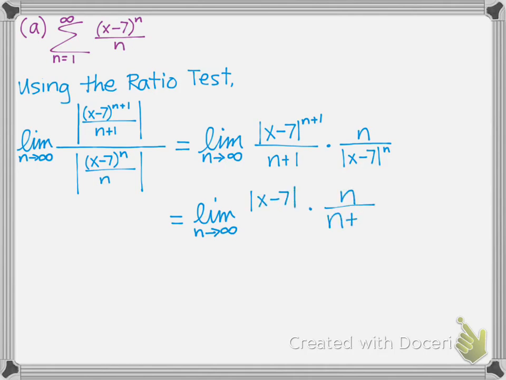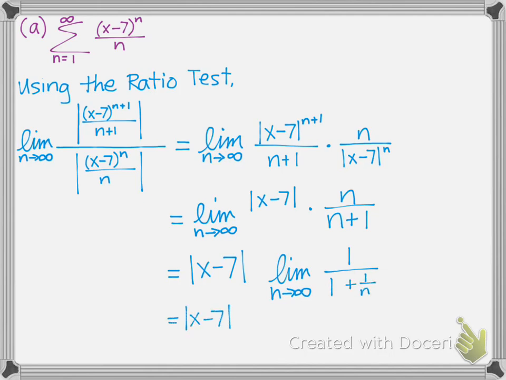then we would have an absolute value of x minus 7 on the top, and then we would also have an n divided by n plus 1. So the absolute value of x minus 7 can come out of the limit, and if I divide by n, I would get that limit, which would ultimately equal 1, and I would have absolute value of x minus 7.